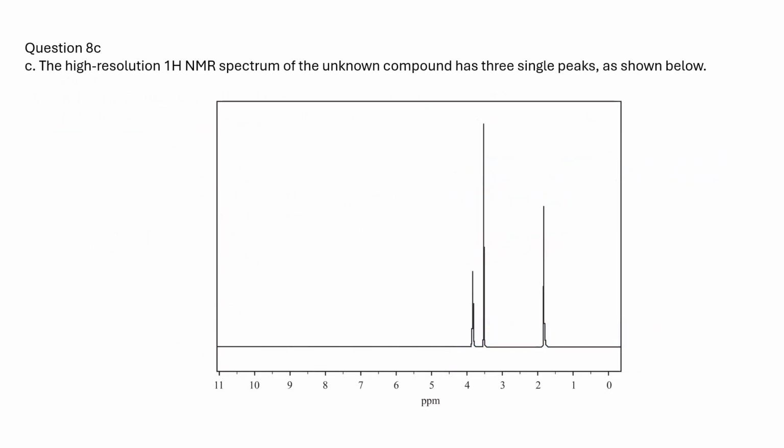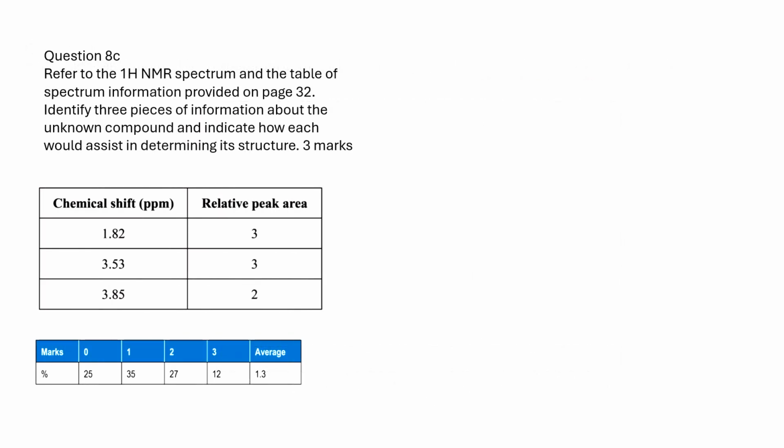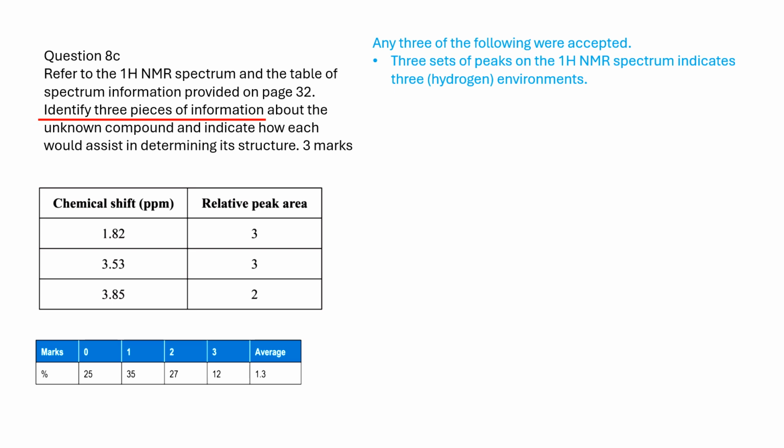The high-resolution 1H NMR spectrum of the unknown compound has 3 single peaks. Identify 3 pieces of information, not write the structure. 3 sets of peaks on the 1H NMR spectrum indicate 3 hydrogen environments.